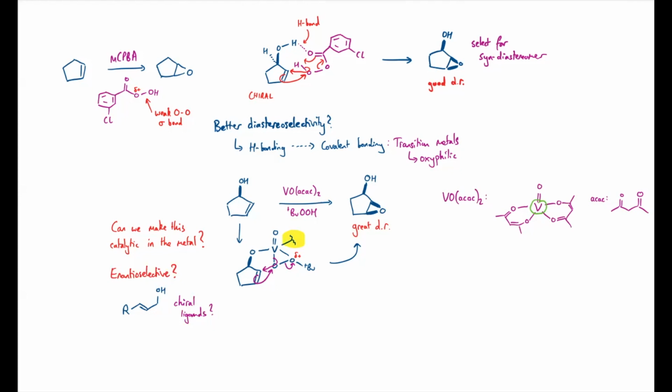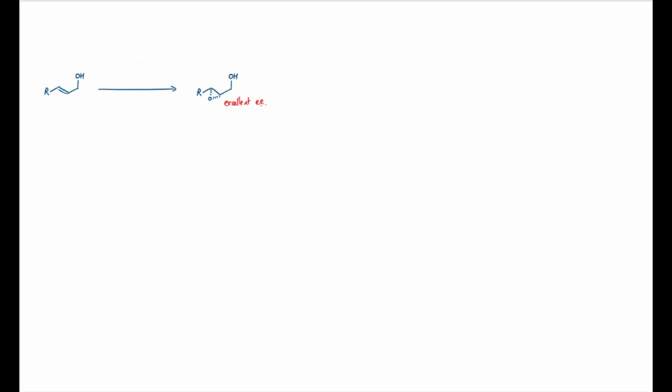And some progress was made with hydroxamic acid ligands back in the 70s and 80s. But the real progress came when switching out the vanadium to another oxyphilic transition metal in titanium. And this is the basis of the Sharpless Asymmetric Epoxidation. So let's have a look at some of the reagents that were optimized for the Sharpless Asymmetric Epoxidation. That's the transformation of this allylic alcohol into the epoxide on the right in excellent enantioselectivity.